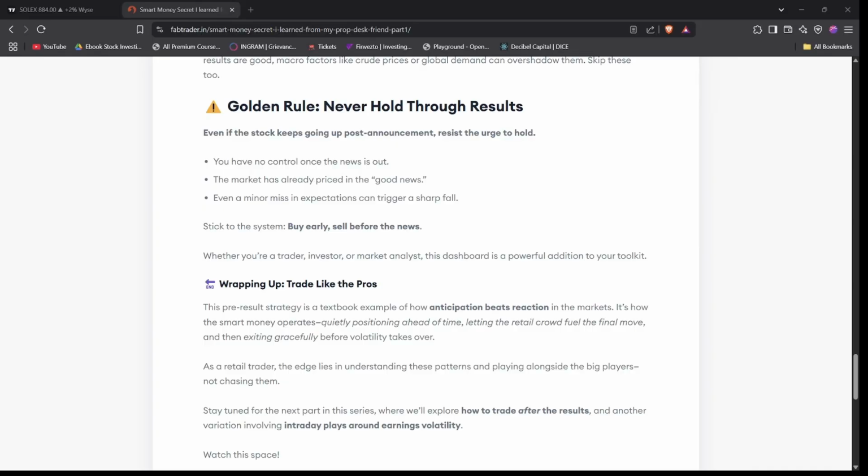At least that's what I learned from my prop desk friend. And honestly, I'm grateful that he shared this particular secret with me because it completely shifted how I look at results season. This is just one of the smart money strategies. I plan to cover the rest of the ones in the series.